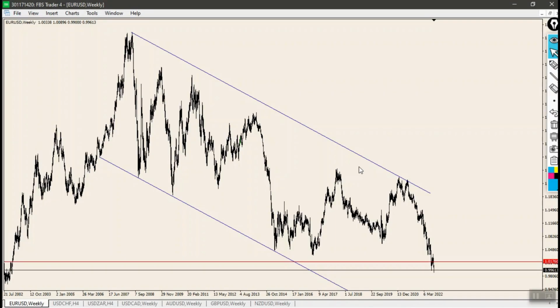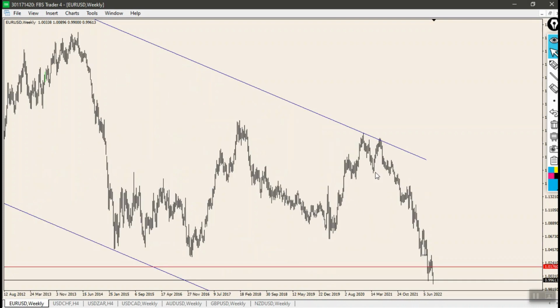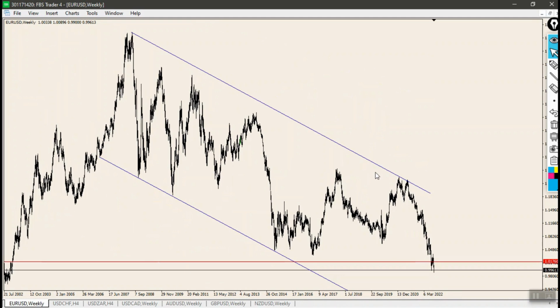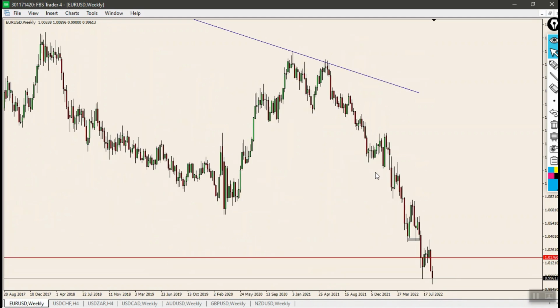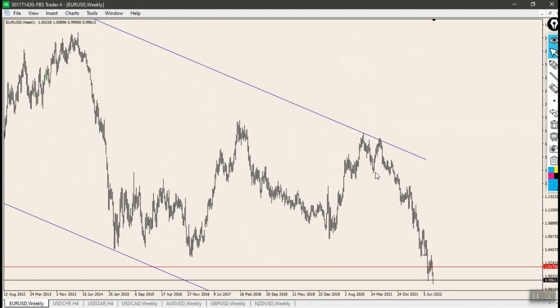On EURUSD, we're going to start on the weekly again, and EURUSD, to be honest, is becoming my bread and butter. I am slowly but surely becoming a master at EURUSD.